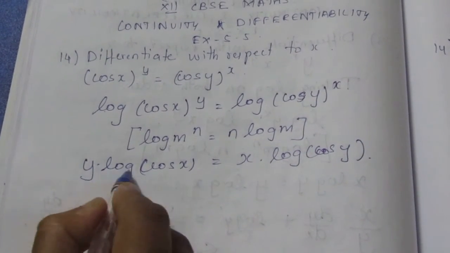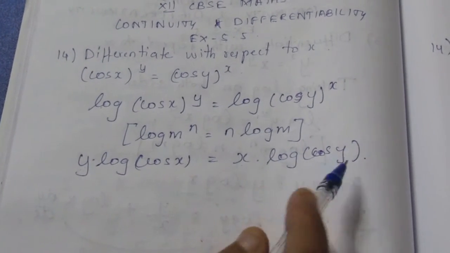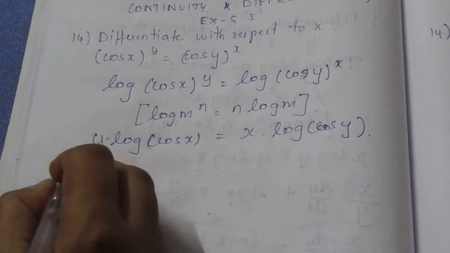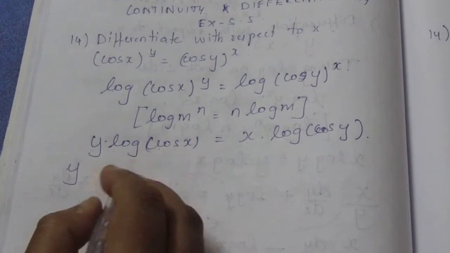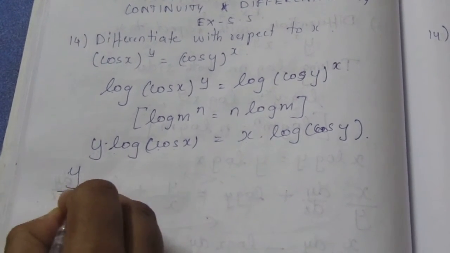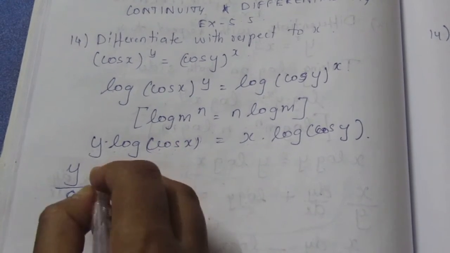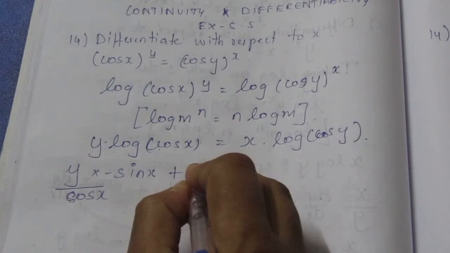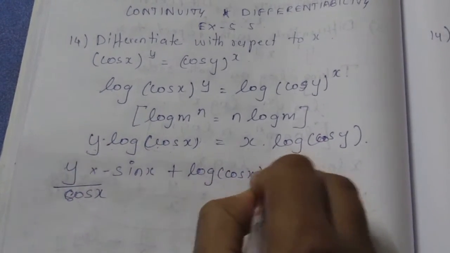Now this is in multiply: y into log something, here x into log something, then we need to use product rule. Product rule means keep y as it is, differentiate log x. Log x differentiation is 1 by x. The same way here it becomes 1 by cos x into inner function differentiation also we need to do. For cos x it becomes minus sin x. Plus keep this as it is, log cos x. If I differentiate y, it becomes dy by dx.